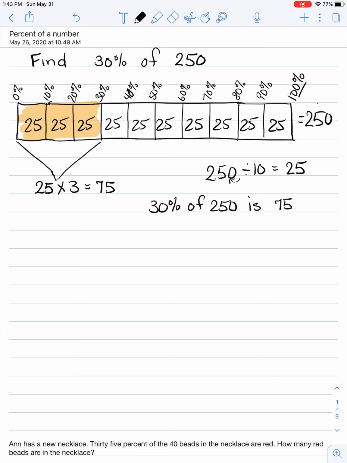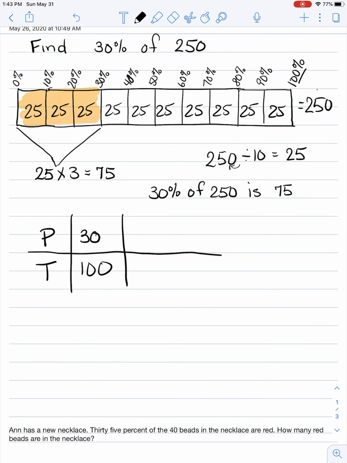Now, we're also going to do a ratio table because everyone thinks about things differently. And so there's always at least 2 ways to do any problem. When we do the ratio table, since there's no context here, we're just going to be doing part and total. And so the first column in our ratio table is always going to be our percent. So for 30%, it's going to be 30 out of 100. So the total is going to be 100. And what we want is a total of 250.